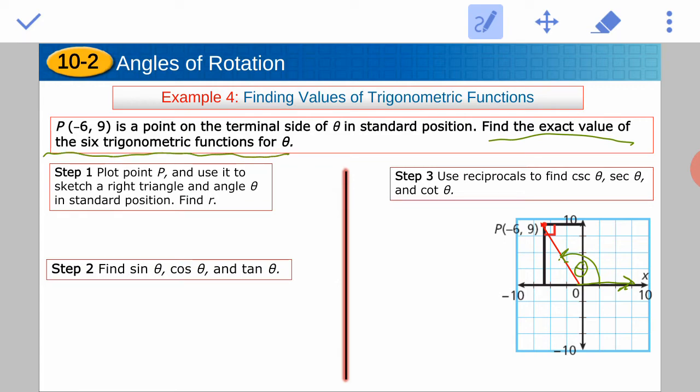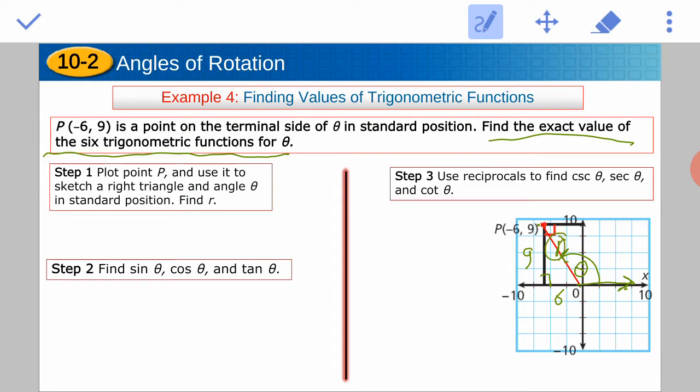Guys, let's get started with creating a right triangle. If we drop a perpendicular line from the point to the x-axis, this distance is the y coordinate, y equals 9, and the horizontal distance, guys, is exactly the absolute value of the x coordinate, because distance cannot be negative. So the distance from here to here is 6 units, but the coordinate x is -6. So guys, now we can name this hypotenuse r.